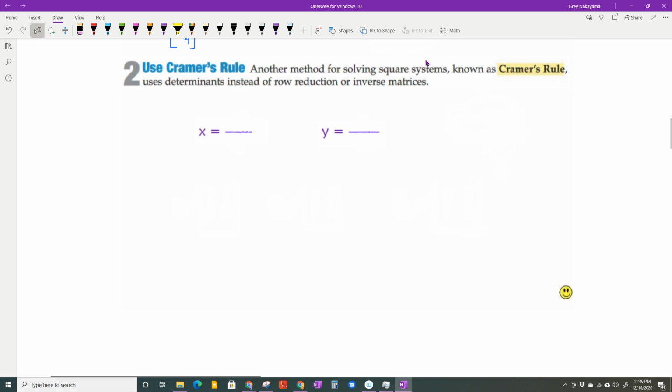So if I had a standard system of equations, it would look something like that. Okay, that's a standard system of equations in two variables. Then x is equal to the determinant of x over the determinant of the coefficients, and y is equal to the determinant of y over the determinant of the coefficients.